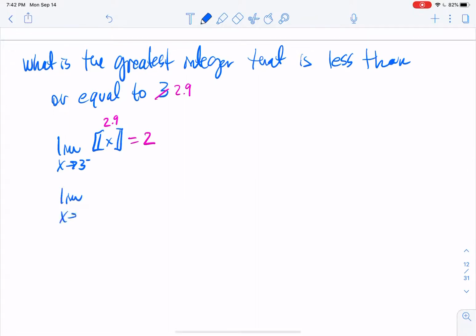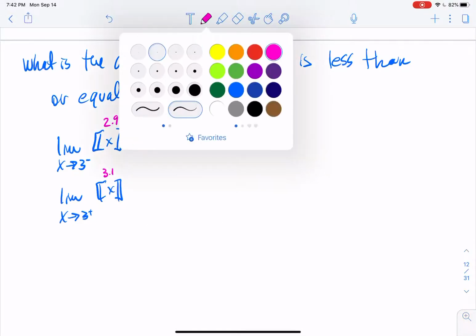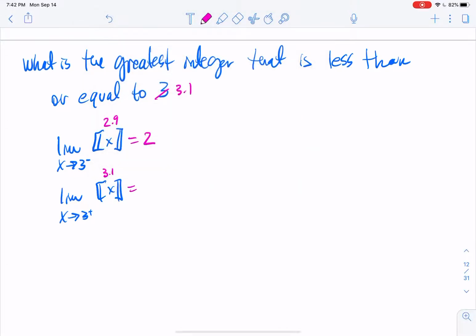The limit as x approaches 3 from the right-hand side. This time I'm trying to think of a number that's just a little bit bigger than 3. How about 3.1? That's a little bit bigger than 3. So I'm going to go back up over here, change this 3 to a 3.1. What is the greatest integer that is less than or equal to 3.1? Well, it's not going to be up to 4. It doesn't round up to 4, in no kind of way. It would round down to, just like before, 3.